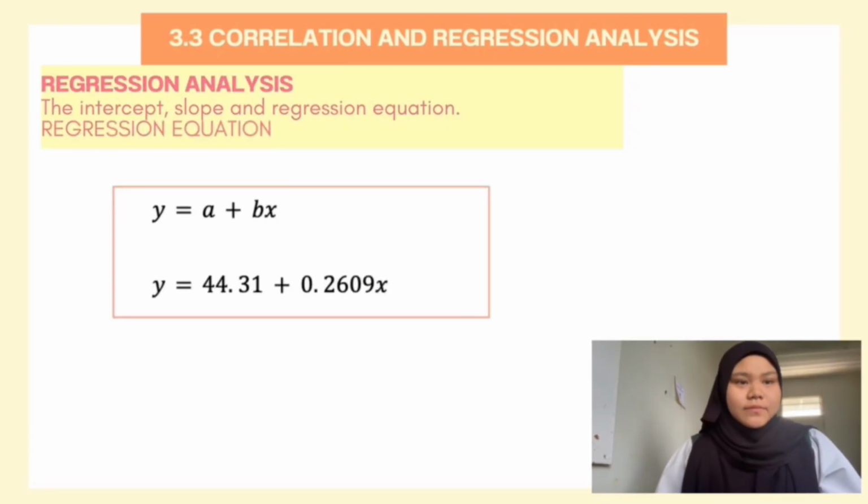Next, the regression equation. The formula is y equals a plus bx. This is similar to y equals mx plus c. So let's substitute the a that we got, which is 44.31, and b, which is 0.2609. So the regression equation will be y equals 44.31 plus 0.2609x.